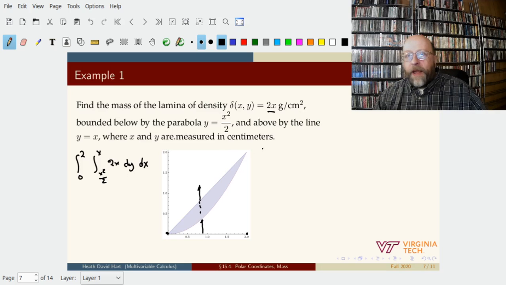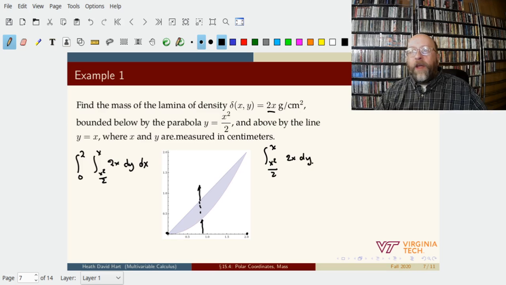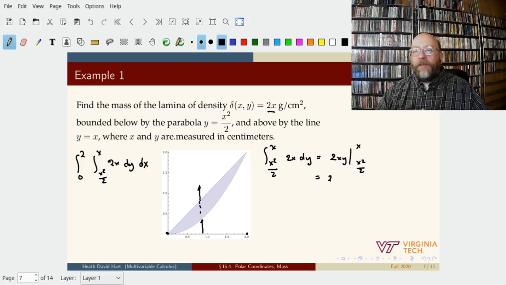Let's work out the inside integral first as we go from x squared over 2 up to x. 2x dy. We're integrating with respect to y, and so we just get 2xy. Plug in x squared over 2 and plug in x. Well, that's 2x times x is 2x squared. 2x times x squared over 2 is x cubed. The 2's cancel, and x times x squared is x cubed. And so now I have to integrate that function from 0 to 2.